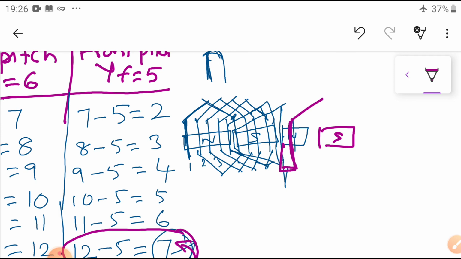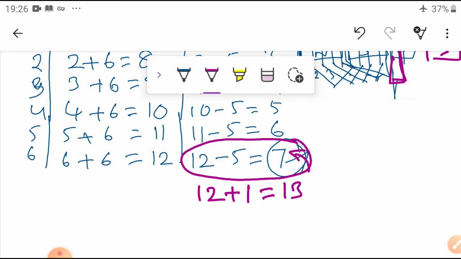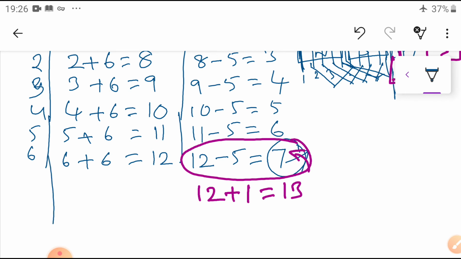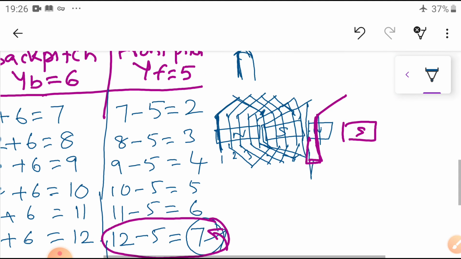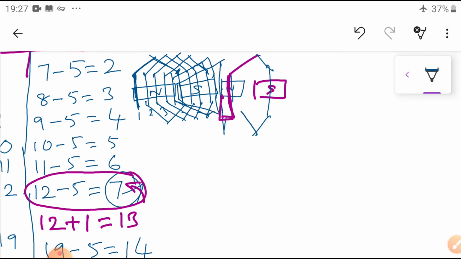Then 13 should be connected where? Similar as it is, you can write it. So here you can write the 7th. So 13 plus 6 is 19. Okay, so the 19th conductor, you connect it here. Now the 19th conductor should be connected where? So that is 19 minus 5, that is equal to... what is the value? The 14th conductor. So you are going to connect the 14th conductor here.